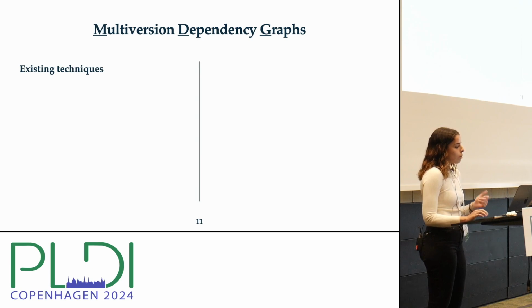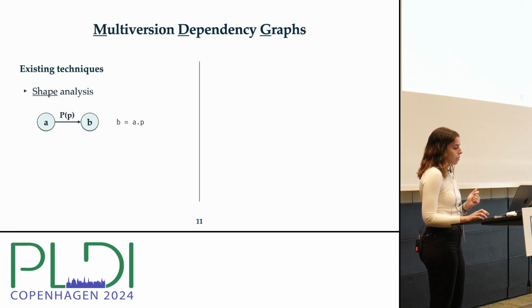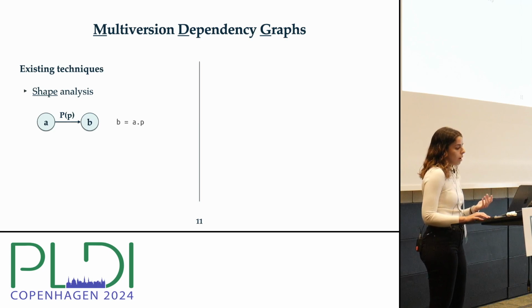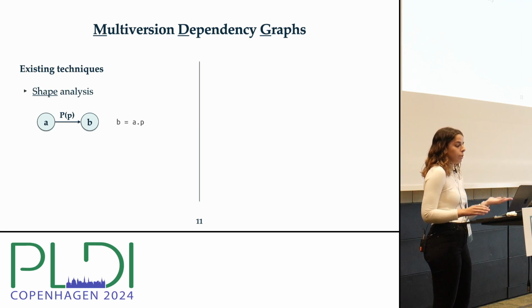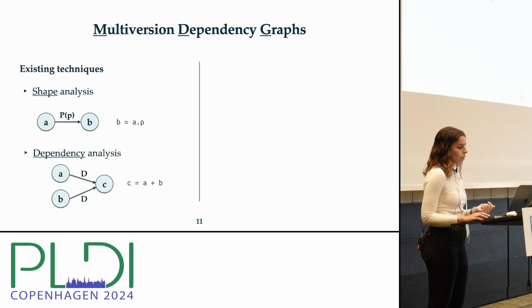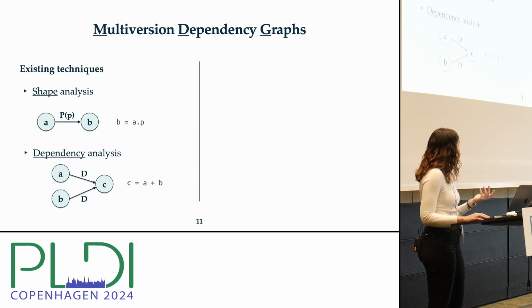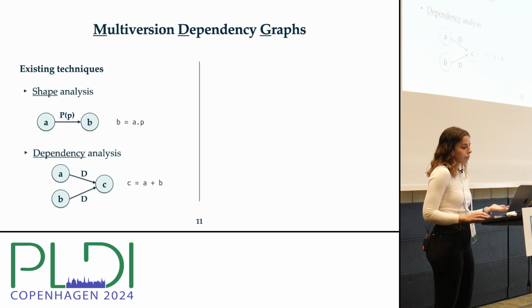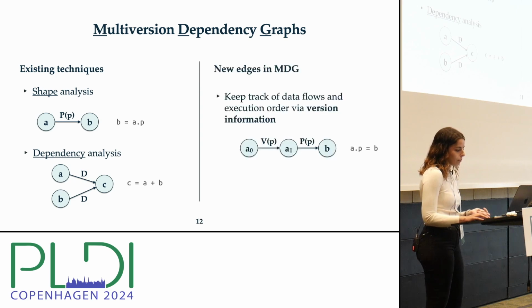So our multiversion dependency graphs encompass two existing analysis techniques. They have shape analysis, where the objects are mapped to the properties that they have during program execution. So here, B represents property P of object A. And also dependency analysis, where the objects and values are mapped to the values that they depend on. So here, C depends on the values of A and B.